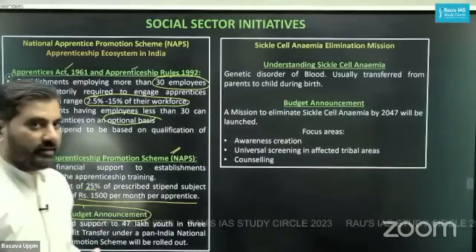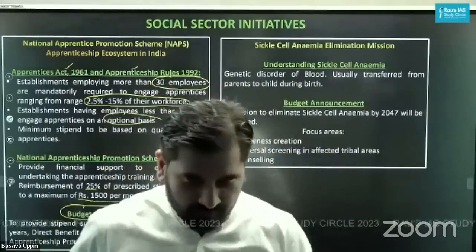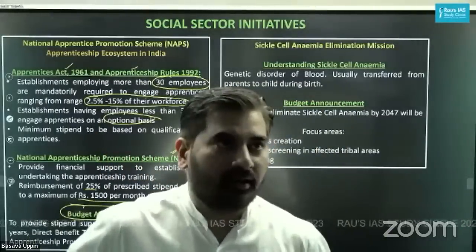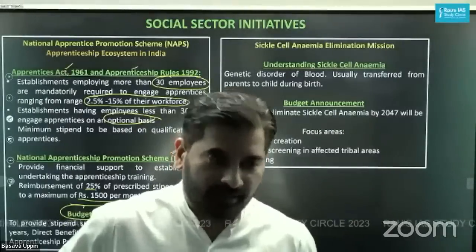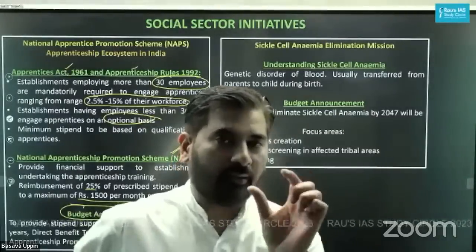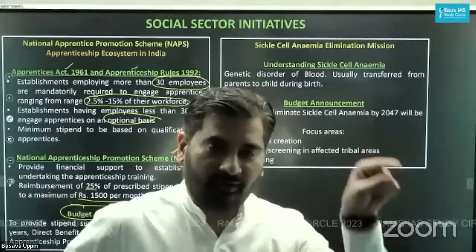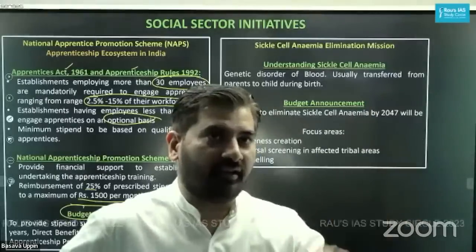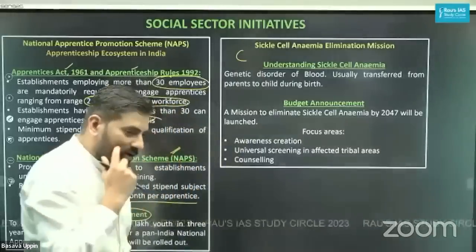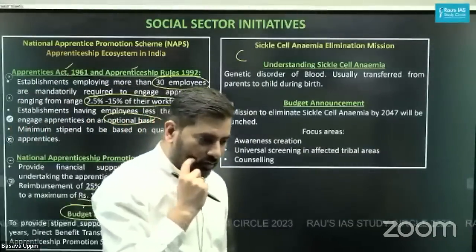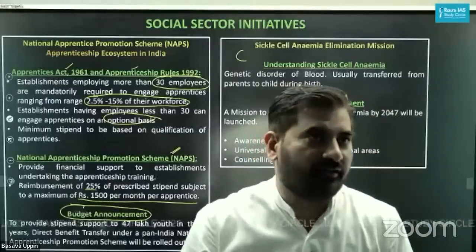Last one is the Sickle Cell Anemia Elimination Mission. I hope some of you must be knowing about sickle cell anemia. Sickle cell anemia is a genetic disorder of the blood. In this disorder, the hemoglobin, which is a critical part of the blood, is in the form of a C-shape or sickle shape. Because it is in a kind of crescent shape, the hemoglobin, whose main role is to carry oxygen to the body, has a reduced ability to carry oxygen.